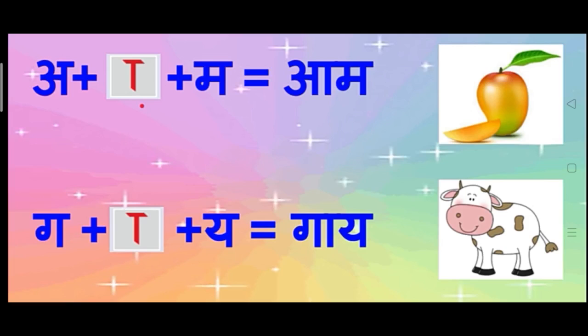Same like below. Second one. Gha plus A ki matra plus ya. What is that? Guy. Okay. G plus A ki matra plus ya. What is that? Guy. Like this we can use A ki matra. Clear? Everyone clear in A ki matra? Yes.